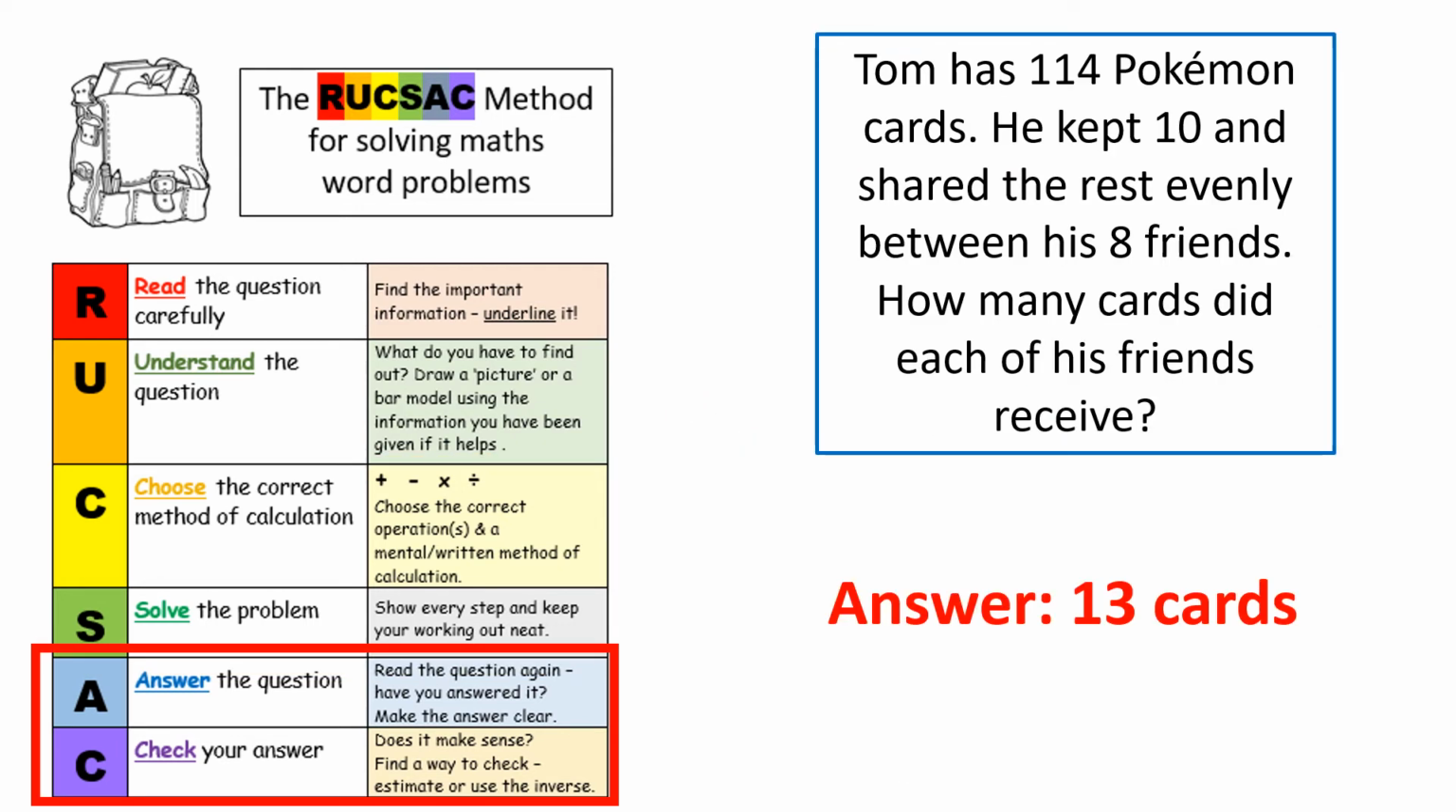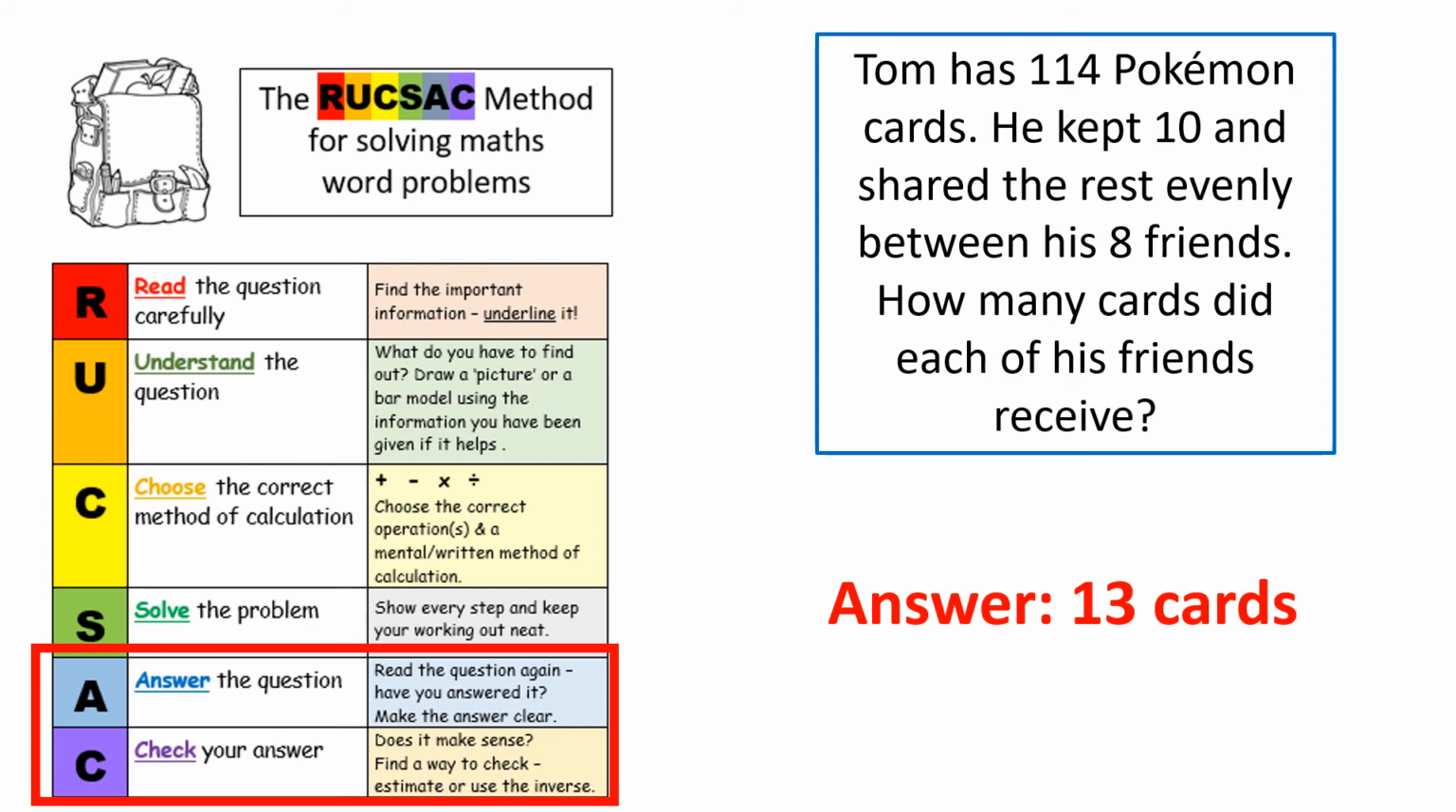A. Answer the question. I've reread the question and made sure that my answer makes sense. I've made it clear by writing answer and adding in the word cards. They received 13 cards each. C. Check your answer. Does it make sense? Yes. And find a way to check.